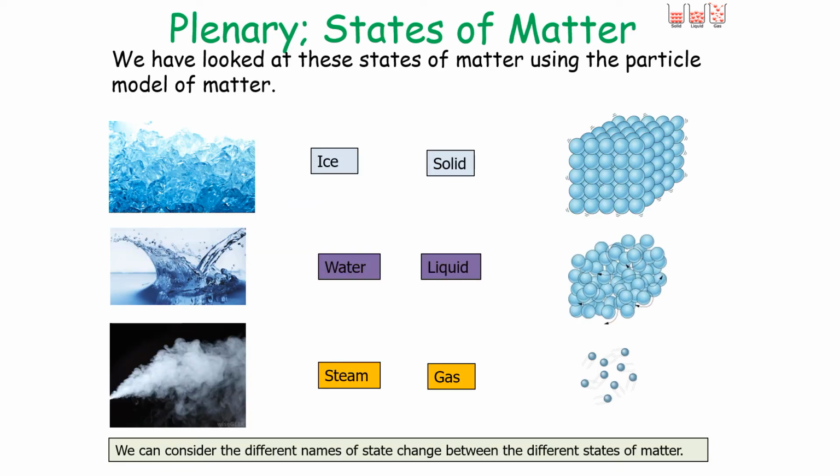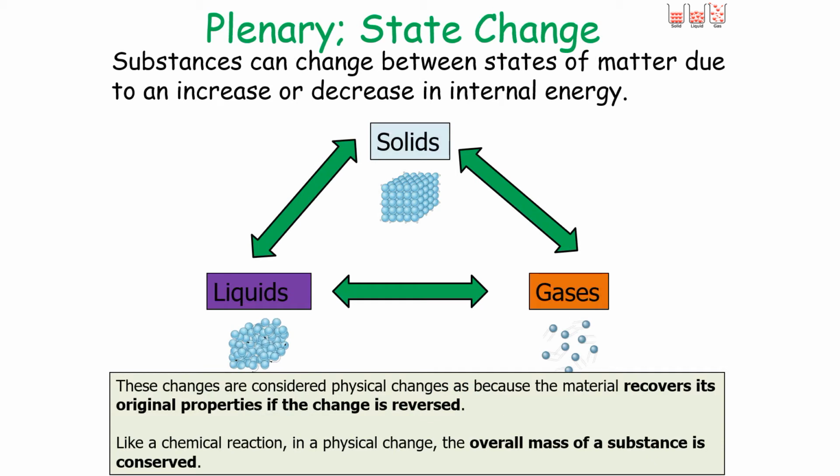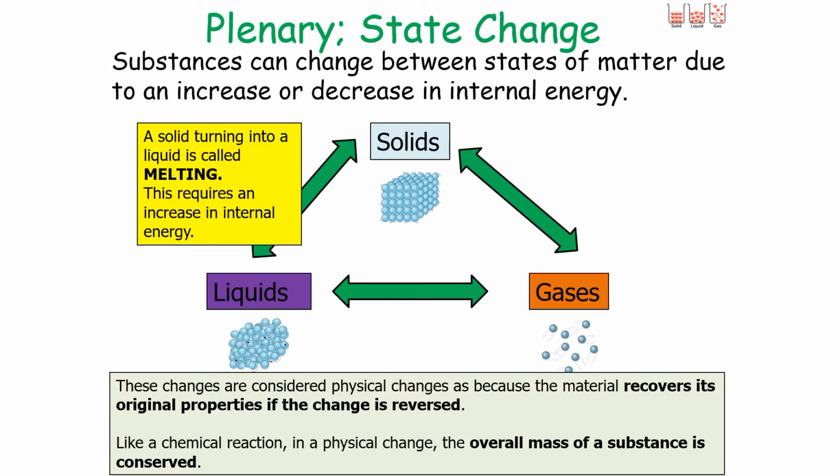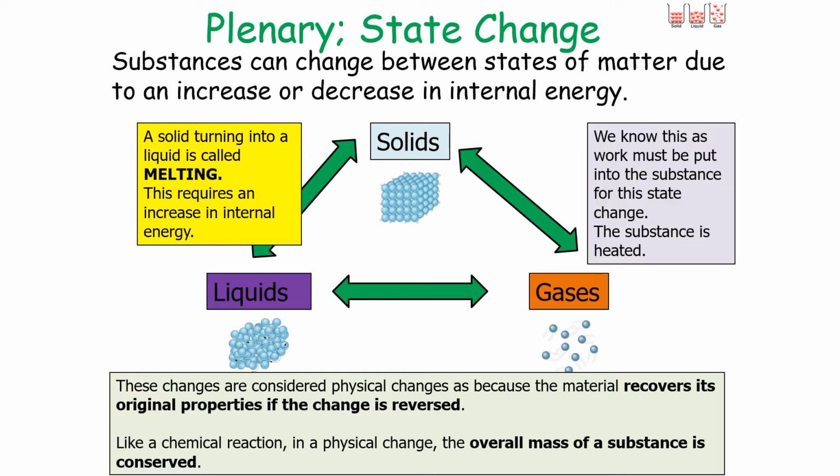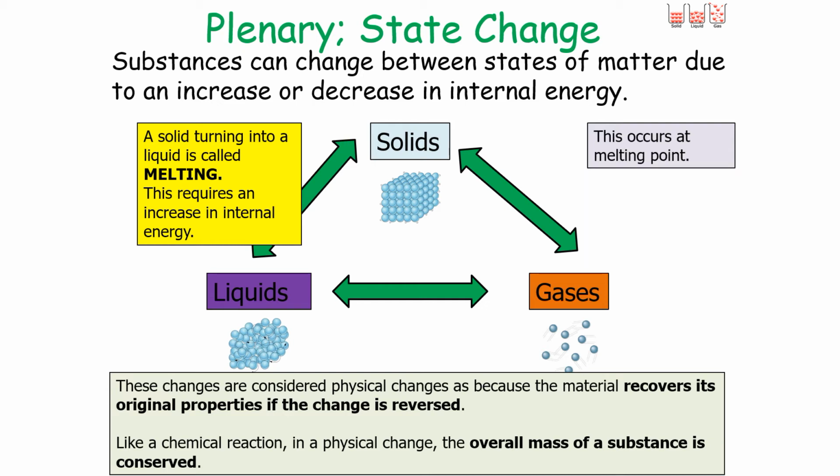Now, when we look at these states of matter, we notice that they can change between the different states. However, what are the names for these different state changes? If we consider our solids, our liquids and our gases, a solid turning into a liquid is called melting. This requires an increase in internal energy. We know this because work must be put into the substance for this state change. The substance is being heated. This occurs at the melting point.